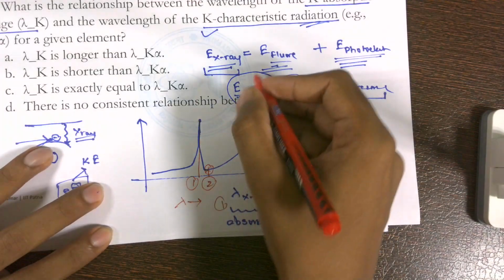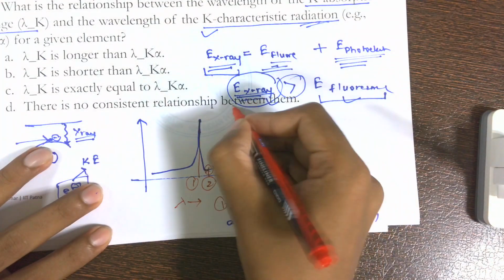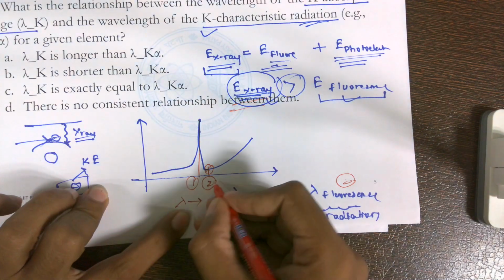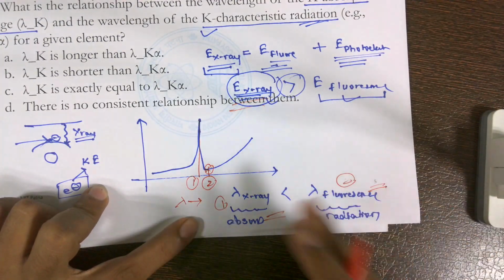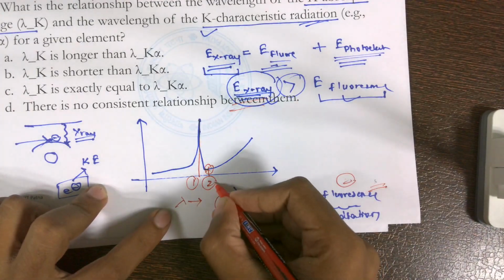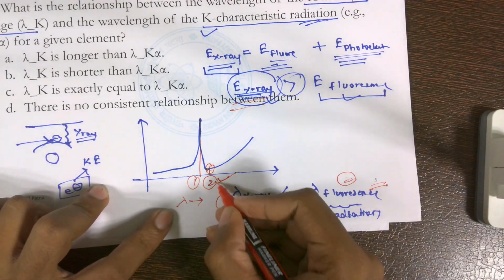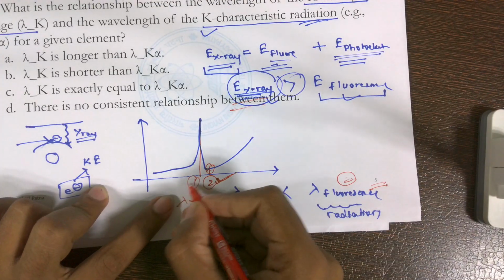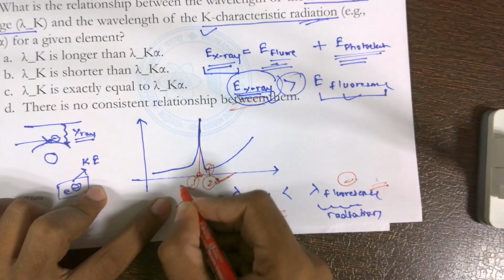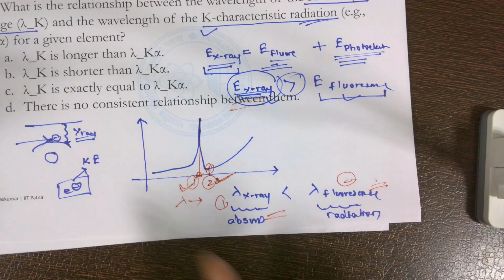So they are two different phenomena, right? This one is telling how much X-ray has been absorbed, and this one is talking about how much X-ray has been reproduced, that is how much fluorescence phenomenon is happening. So this is the energy of the fluorescence X-ray, and this is the wavelength at which the absorption is happening. Okay, so this thing is clear.